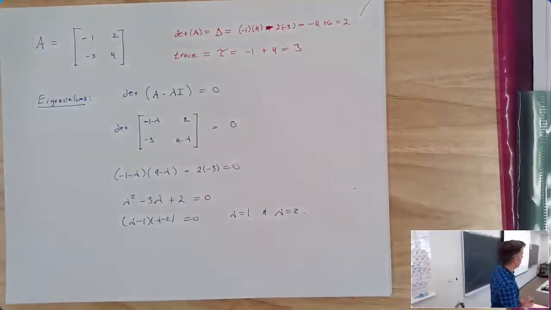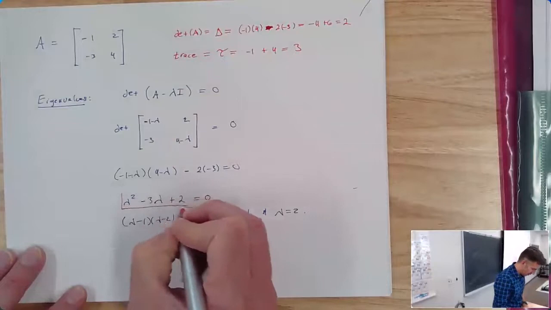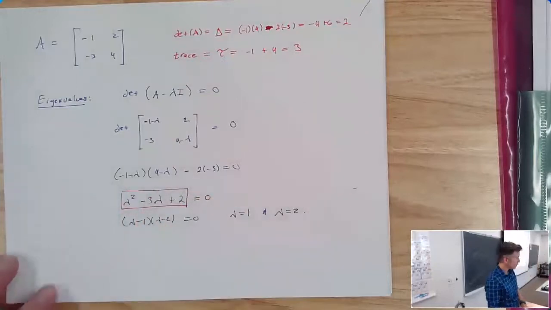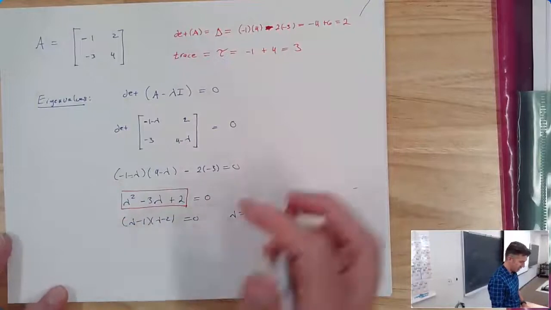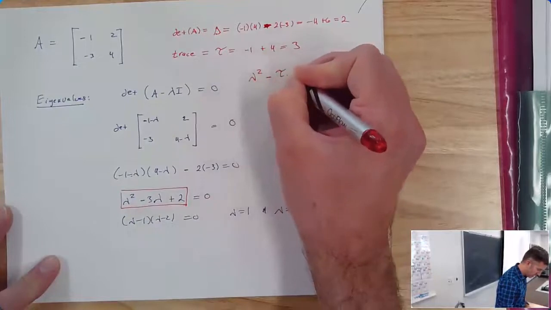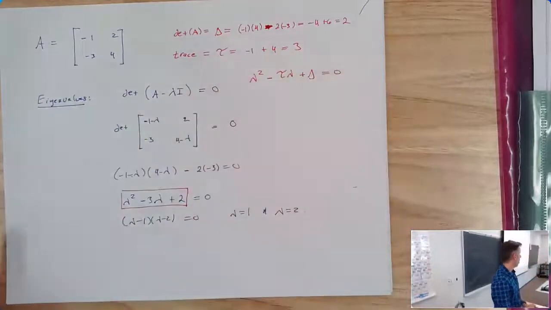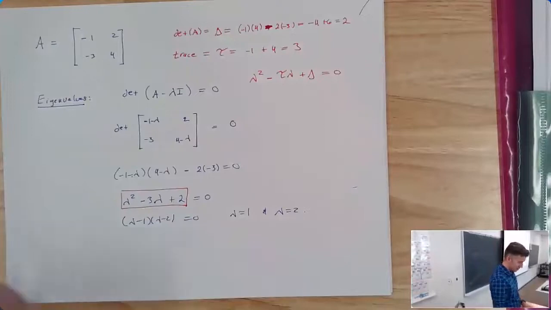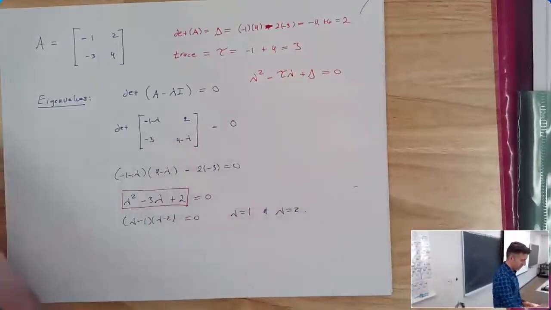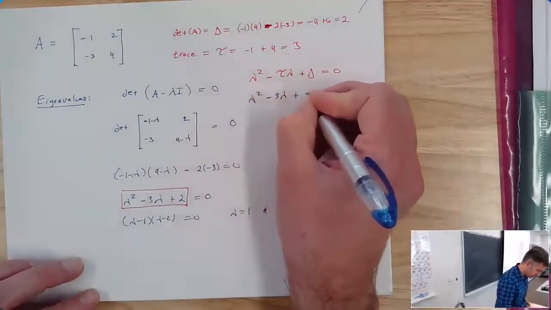What I want to point out, because it does make things easier sometimes, is that instead of doing all of this work to find what's called the characteristic polynomial, you can always find it for a 2 by 2 matrix by saying it's lambda squared minus the trace times lambda plus the determinant. That is always true for a 2 by 2 matrix, which is kind of cool. I feel like that's a little bit faster. So this is definitely the same polynomial: lambda squared minus 3 lambda plus 2 equals 0.